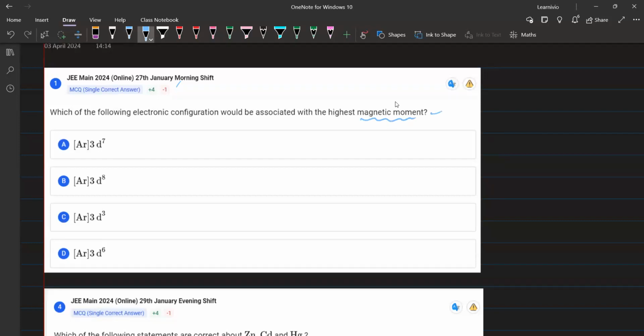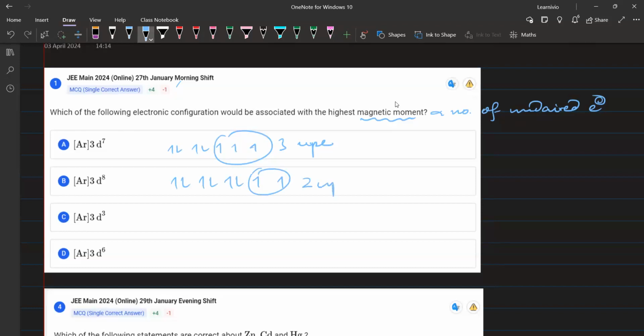Magnetic moment only depends on the number of unpaired electrons. In these, we have 1, 2, 3, 4, 5, 6, 7, that is 3 unpaired electrons. In 3d8, we'll be having 1, 2, 3, 4, 5, 6, 7, 8, so 2 unpaired electrons. In 3d3, we'll be having 1, 2, 3, that is 3 unpaired electrons. And 3d6, we'll be having 1, 2, 3, 4, 5, 6 with 4 unpaired electrons. That is why the D option will be correct.